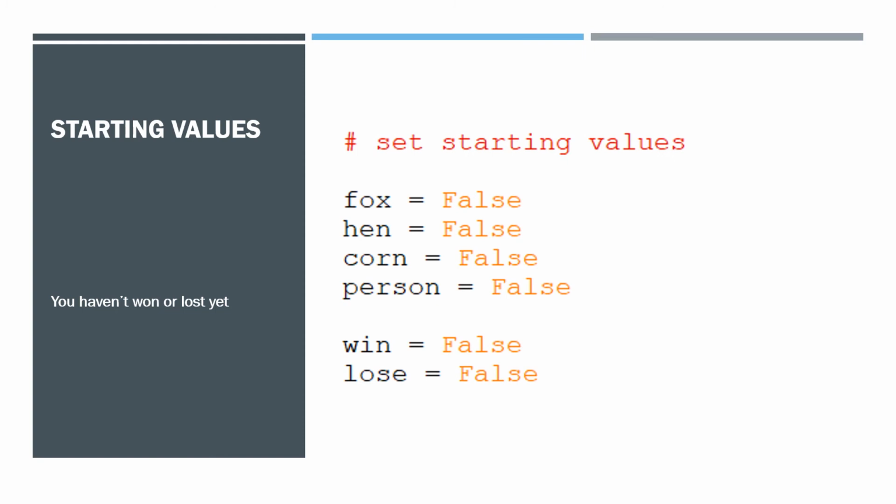Well, I've got to set win and lose to false at the start of the program, because at the start of the program, I haven't won or lost. So go right back up to your starting values and add two new ones called win and lose. I'm doing this whole game really with just Boolean variables, almost all Boolean variables.